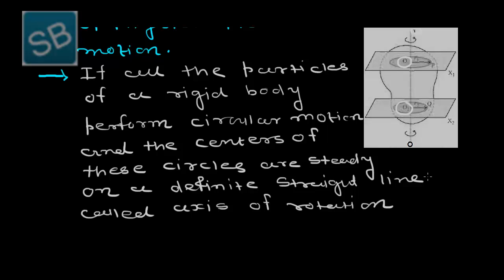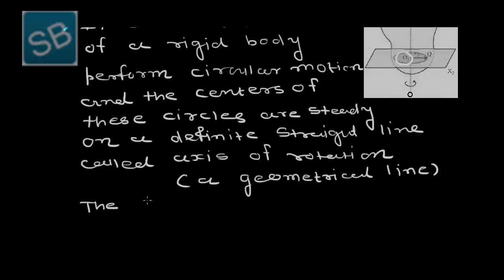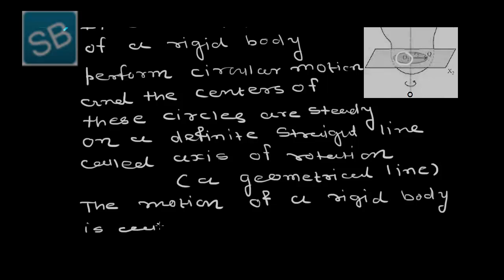It is a geometrical line. This axis of rotation is a straight line, and this kind of motion of a rigid body is called rotational motion.